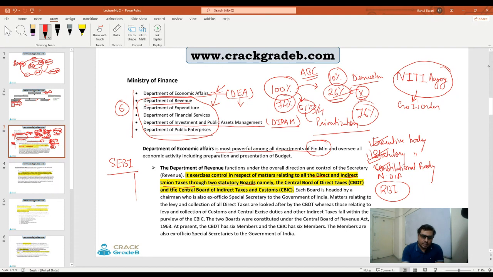SEBI was initially formed with an executive order. But when our financial market was hit by scams, one after another, a lot of scams, then a bill was presented in the parliament and SEBI became a statutory body. Its role, powers and functions are defined in the SEBI Act, right?